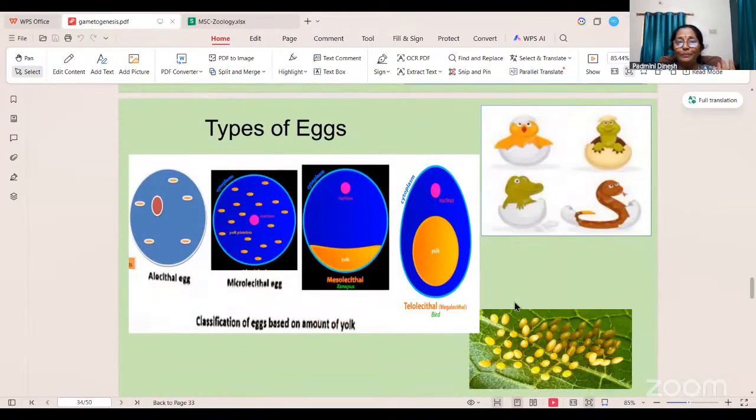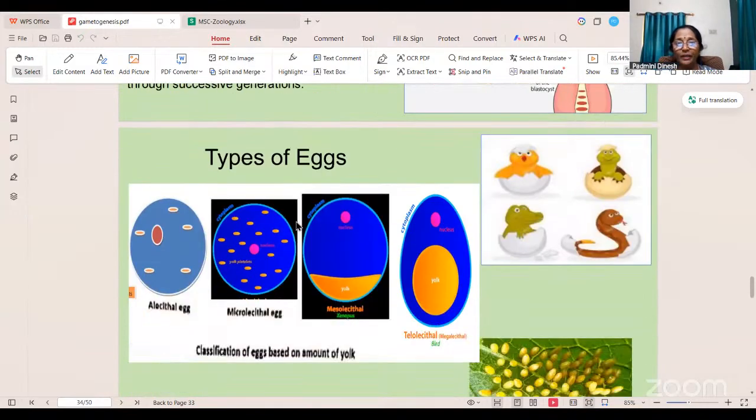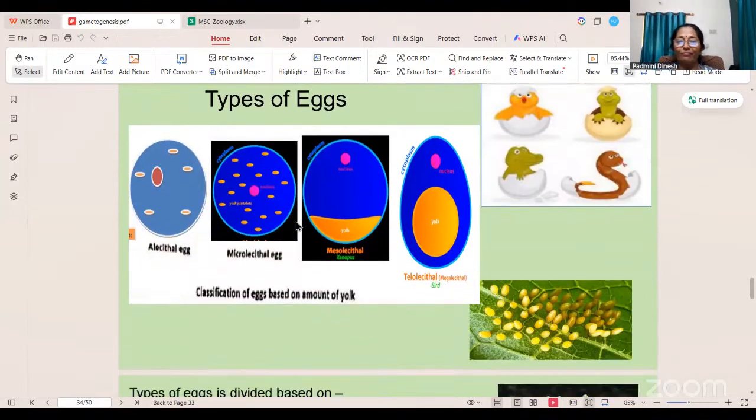So coming to types of eggs. Now, as we have talked about fertilization, there are different types of eggs that are found in nature. You might also be asked to discuss different types of eggs, maybe for 5 marks, a short answer. They are divided into alecithal, microlecithal, mesolecithal, and telolecithal. Meso and telolecithal are also called megalecithal.